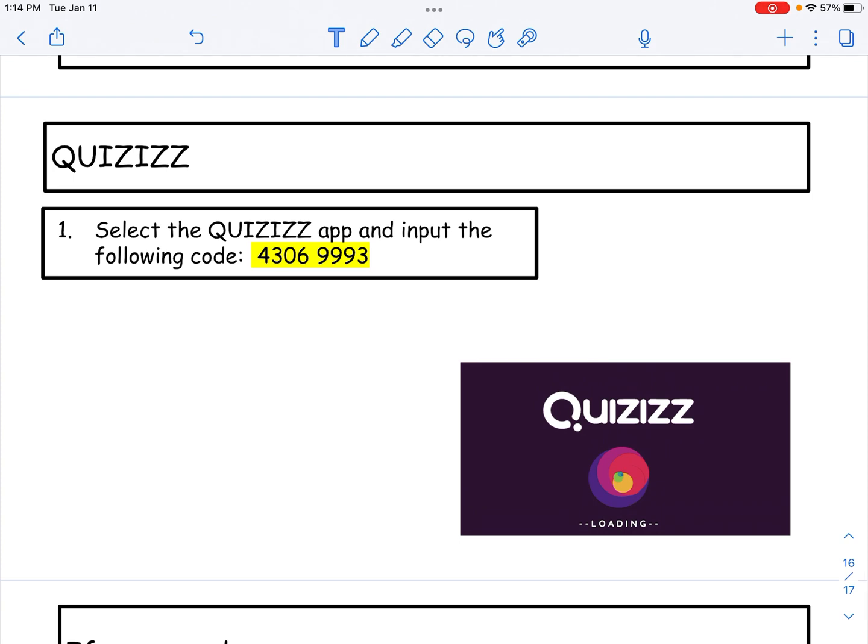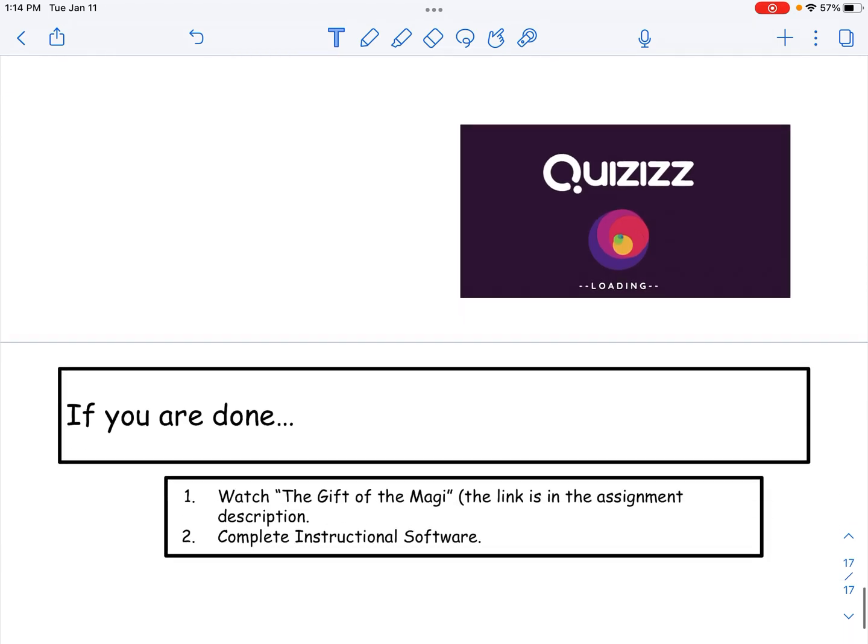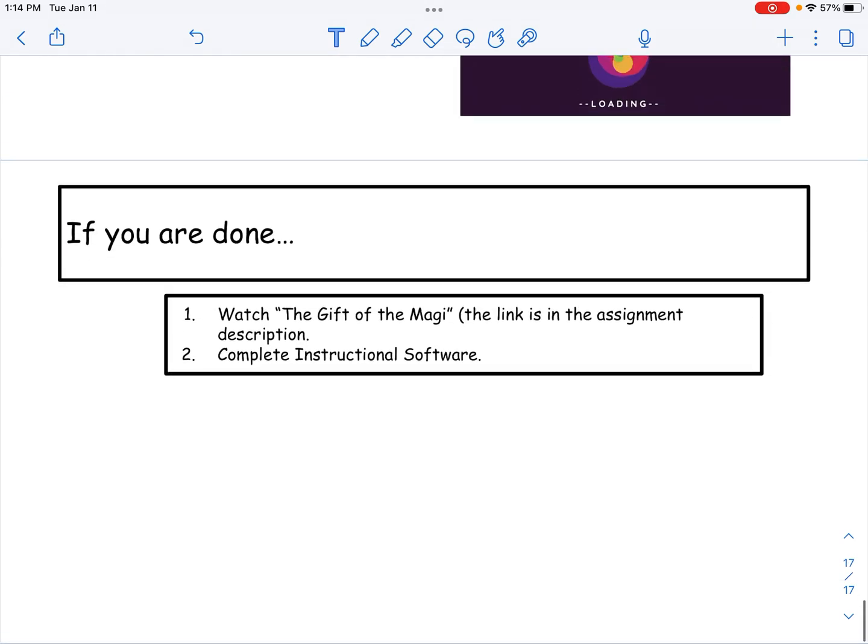After you complete your exit pass, you're going to go to quizzes and do a little irony review. Then, after you've finished all these activities, you're going to watch "The Gift of the Magi." It's about 20 minutes long. It's definitely an older version, so I suggest that you be patient with it. There are some elements to it that weren't in the story that we read, but you will see some similarities.